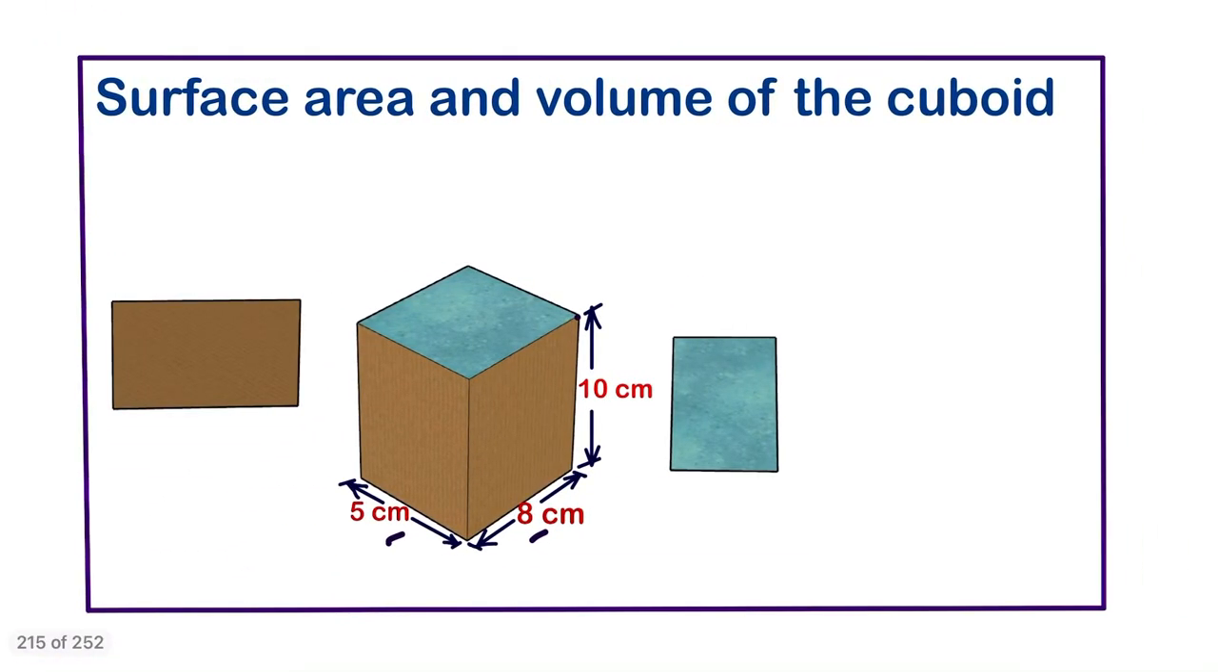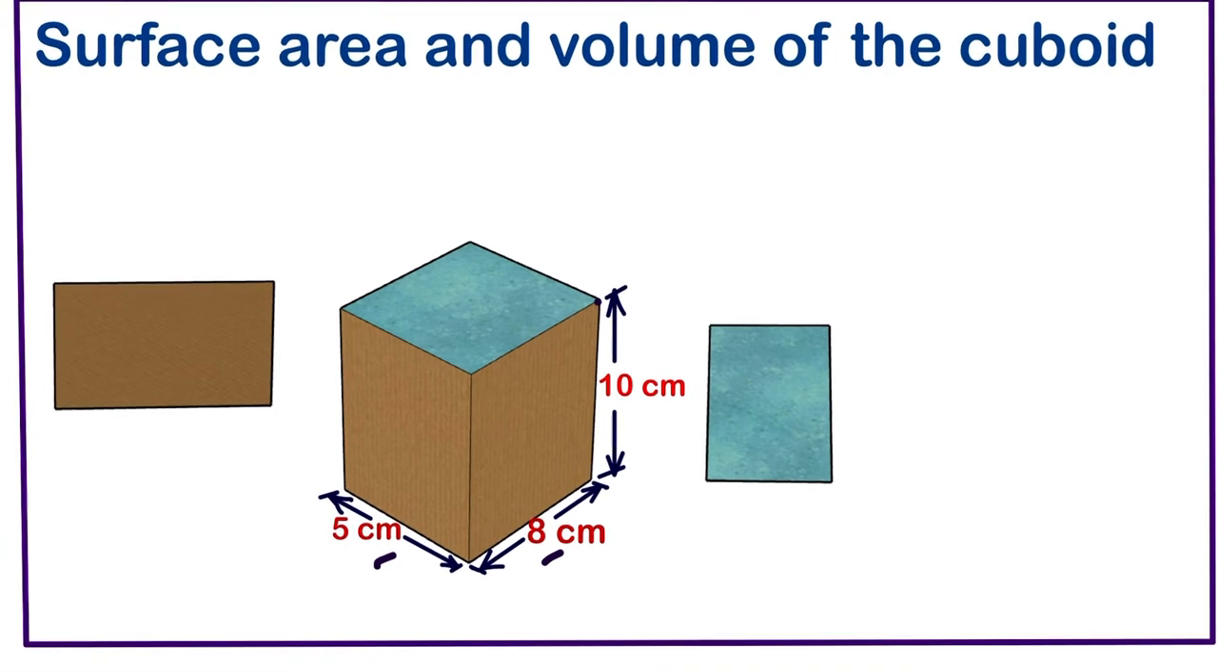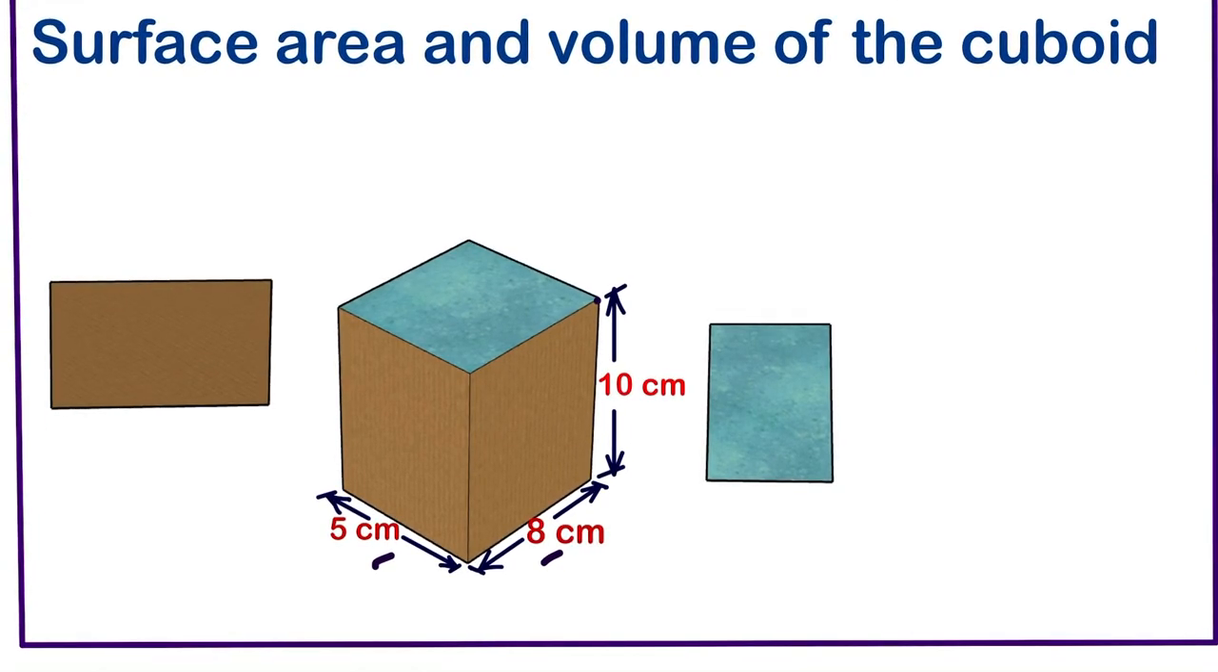So to calculate the surface area, we are going to use two methods. Our first method is going to be: surface area equals 2 times the base area plus the perimeter of the base times the height. You can use this method, it's a little bit faster.